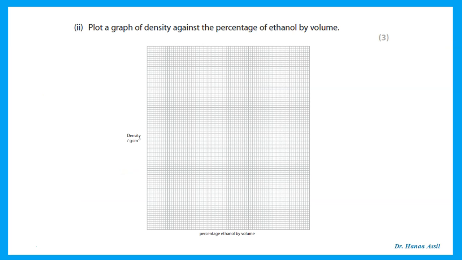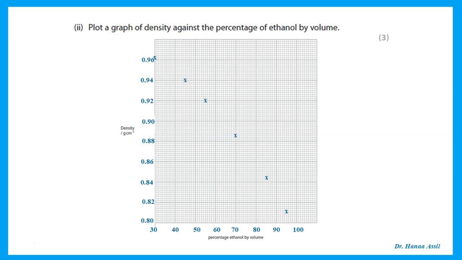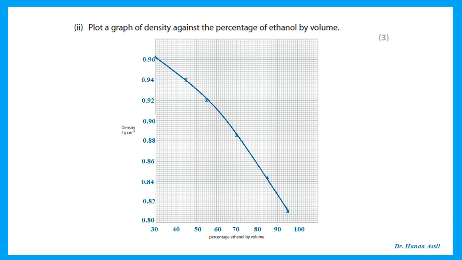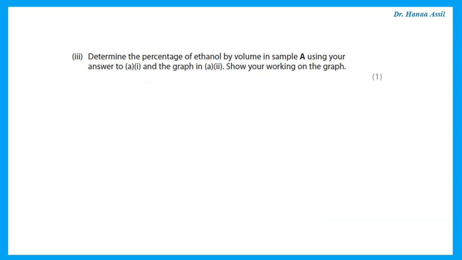Then we're given that table and we're told plot a graph of density against the percentage. So we plot the graph. It looks a curve like this. Please remember to distribute the numbers equally, and you don't need to start from 0 so that you can use as much of the graph paper as possible.